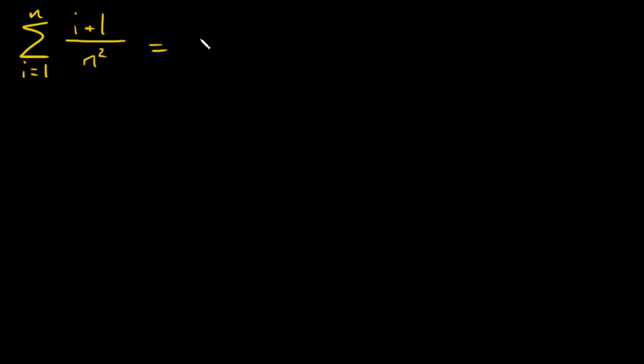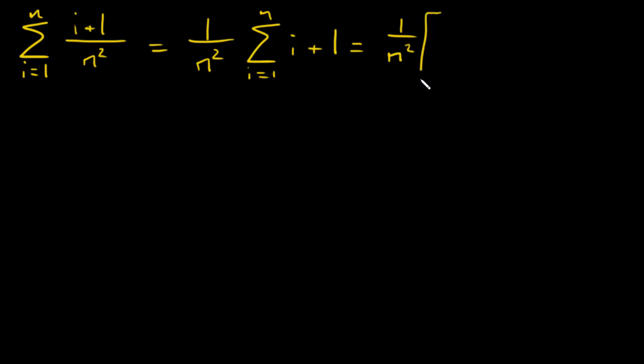What do I mean? Well, I can rewrite this as 1 over n squared times the summation i from 1 to n of i plus 1. Okay? So now I can do another rewrite and say that's 1 over n squared of bracket summation i from 1 to n of i plus summation i from 1 to n of 1.